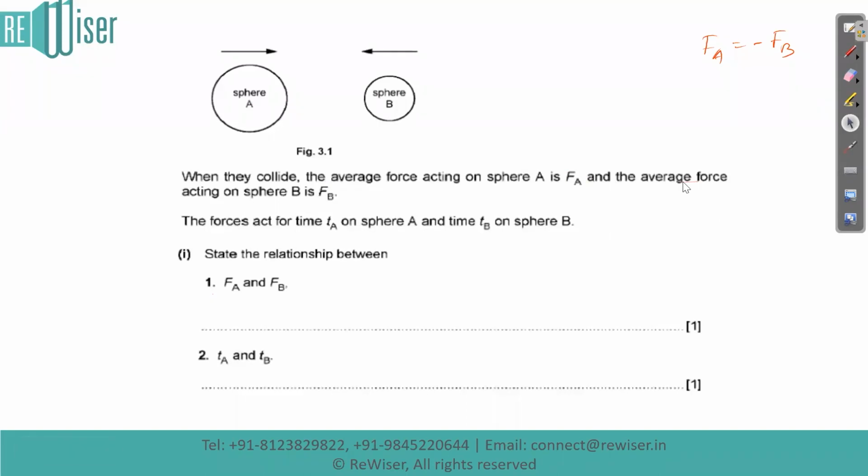Now the forces act for Ta on sphere A and Tb on sphere B. When they collide with each other, the contact time is common for both, right? So from this analysis, I can write Ta is equal to Tb because this contact time is mutual. So the forces acting on each other will be acting for a mutual amount of time. Hence, Ta is equal to Tb.